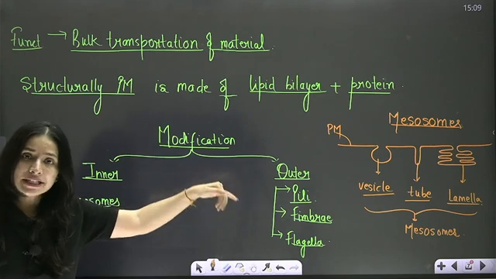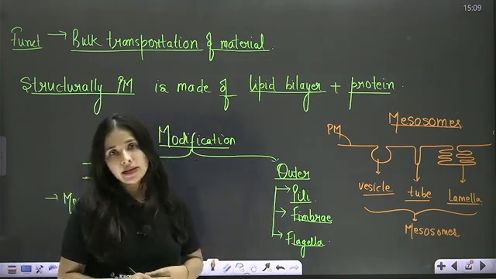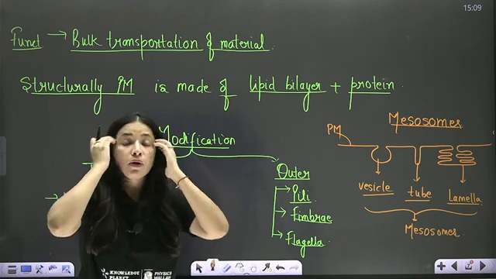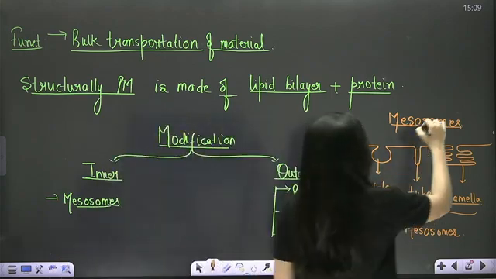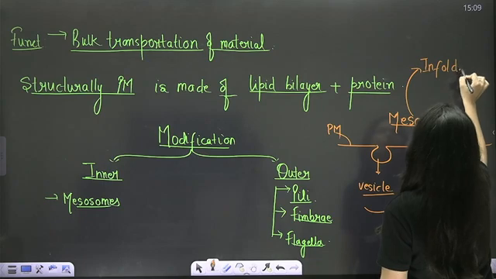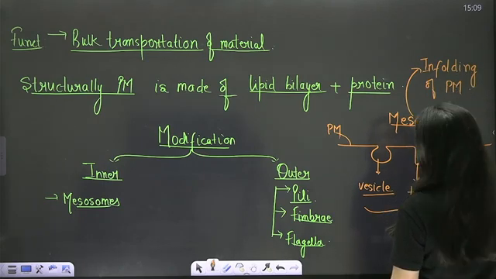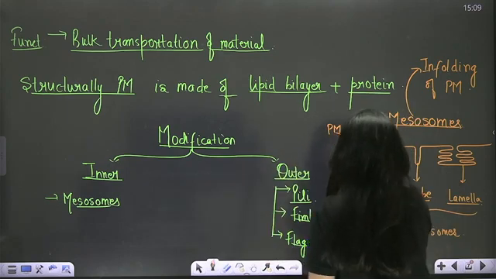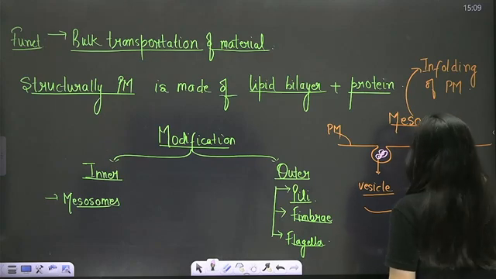Correct? So plasma membrane, when it infolds, increases the surface area. Now why? Because, beta, mesosomes are nothing but infoldings of plasma membrane that contain respiratory enzymes, right?